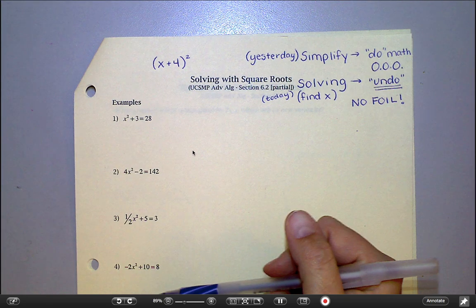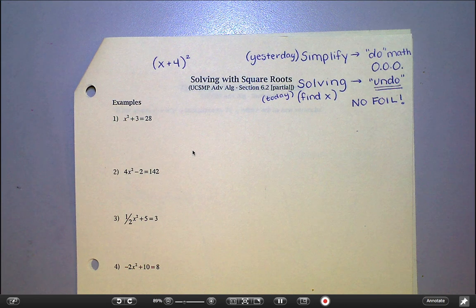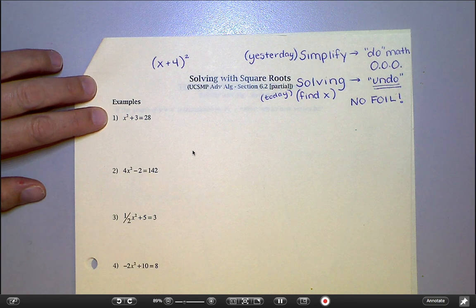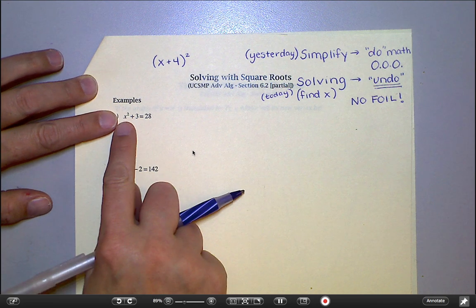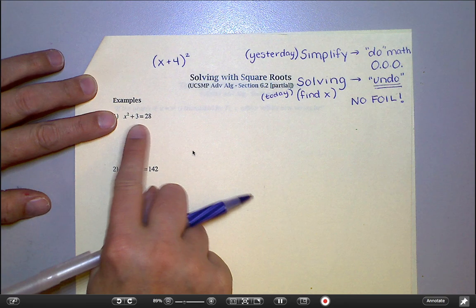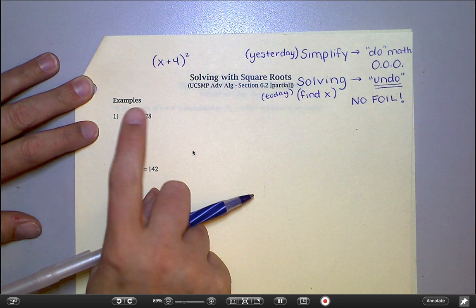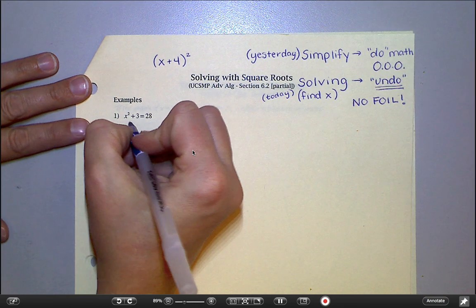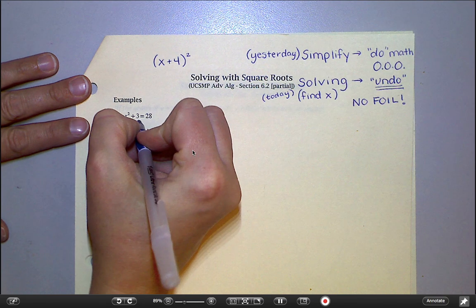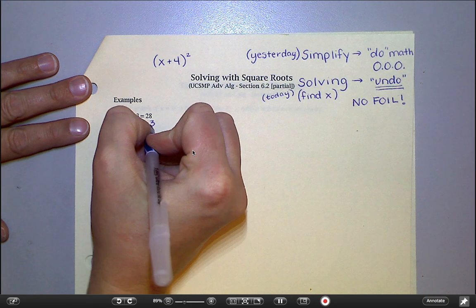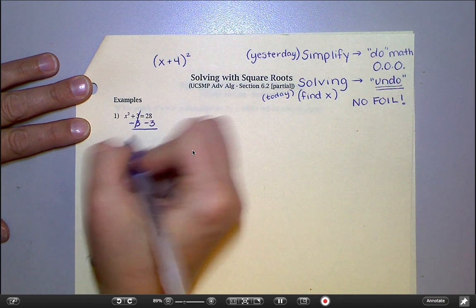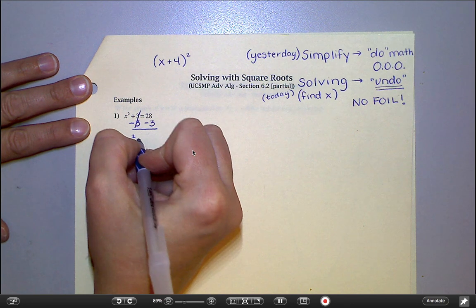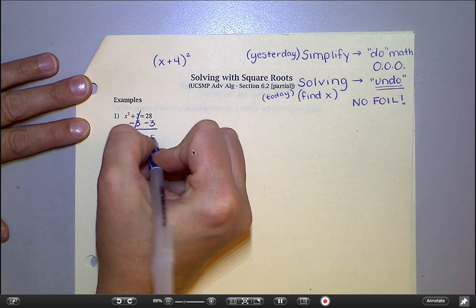Okay? So, for example, in this very first one, if I am solving, I'm trying to get the x by itself, so I'm trying to undo what's here, right? The very first thing I'm going to undo is that plus 3. So I'm going to go minus 3 and minus 3, because that's how I undo a plus 3. And I end up with x squared equals 25.